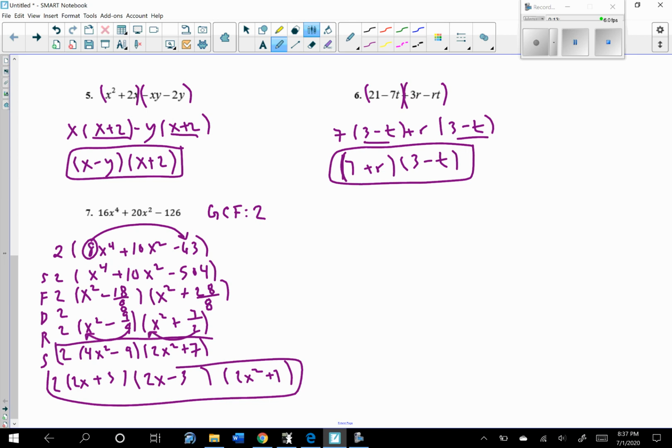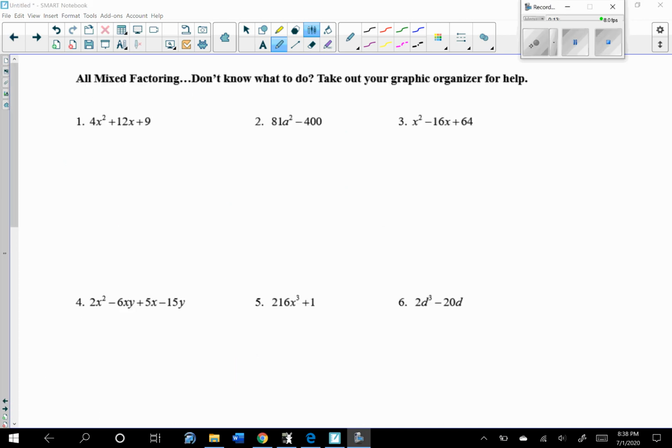And again, sorry about that. I just realized that my signs were incorrect. And of course, you could check your answer by foiling this all out. These next ones are all mixed factoring.